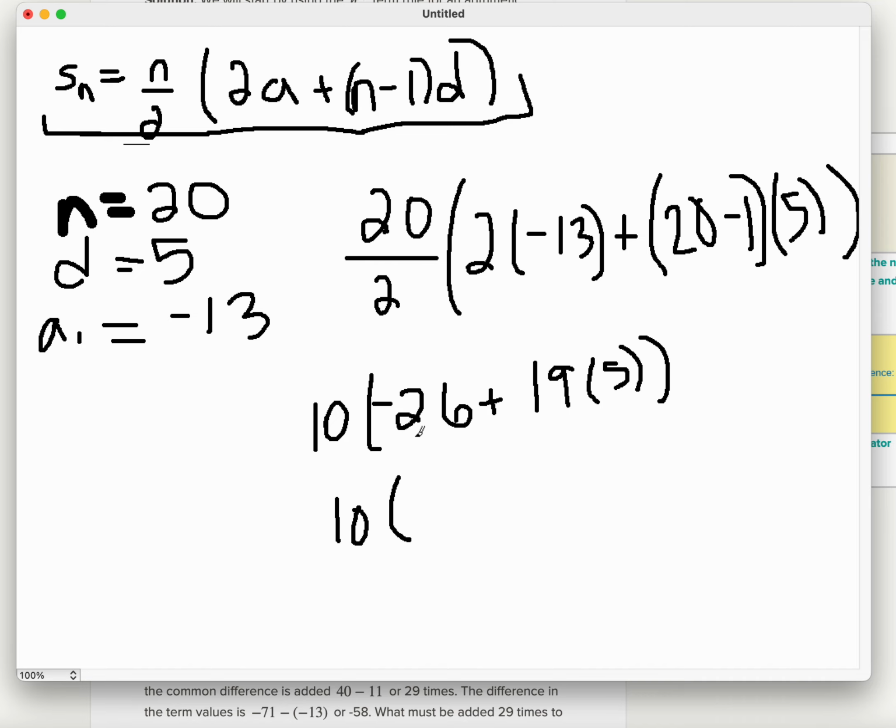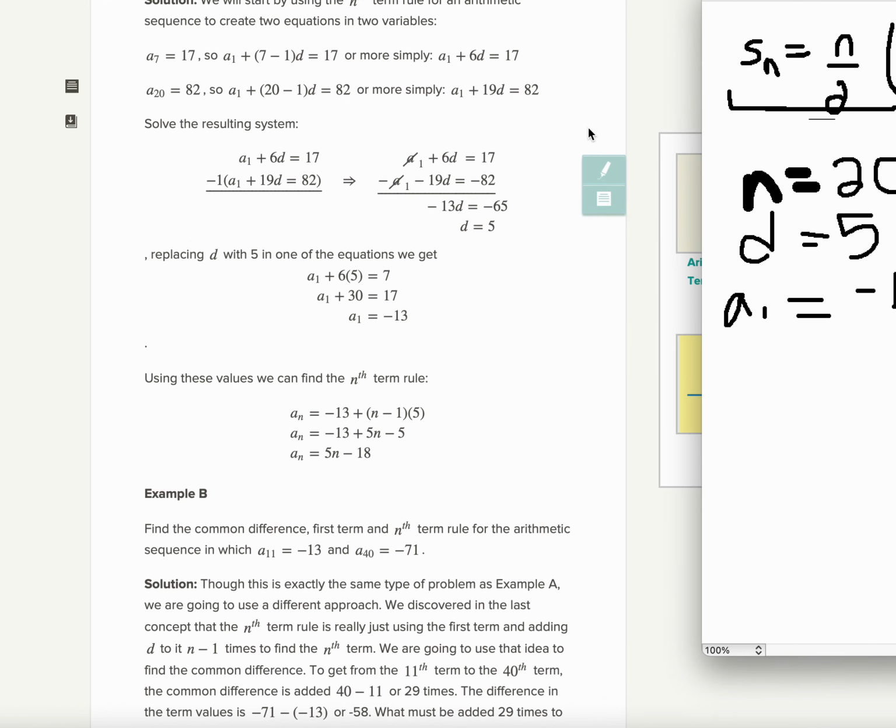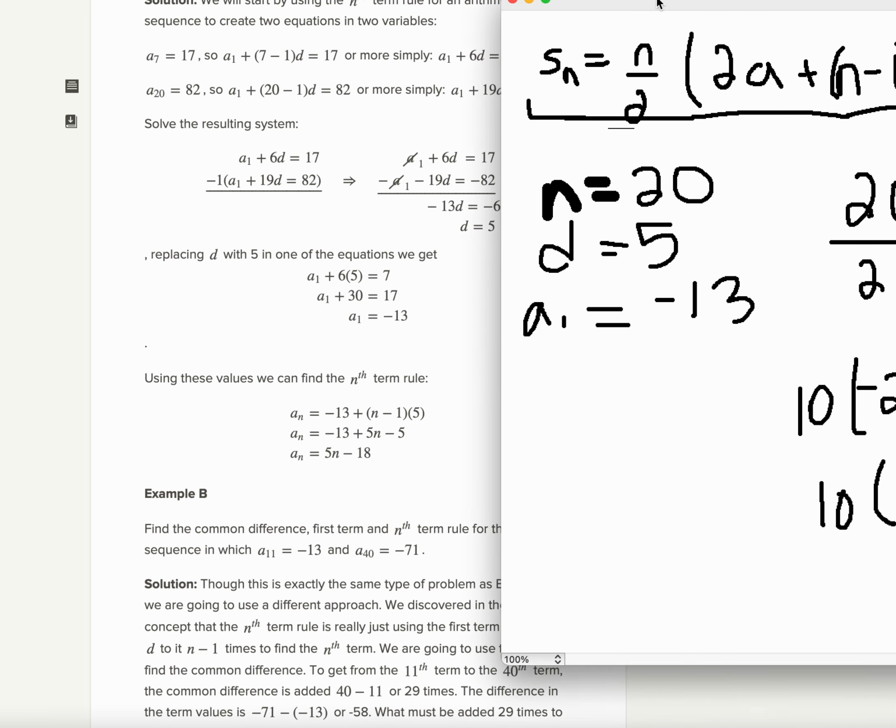I'm going to use a calculator for that so that I don't have to do it by hand, and you can always have that option. When I do 19 times 5, I get 95. Then negative 26 plus 95 is 69. So my answer is 690. All I did was follow the reading to get my first term and my common difference for number 3.